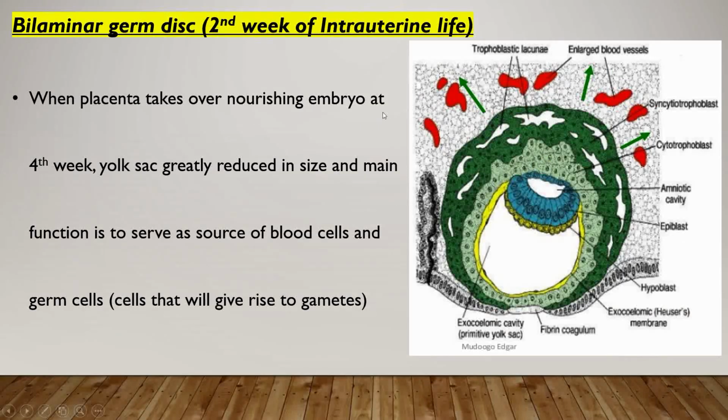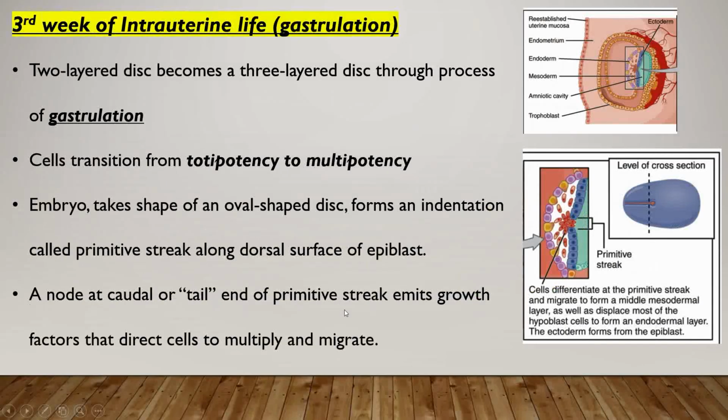Now here, if we see the bilaminar germ disc, the placenta takes over nourishing the embryo at the 4th week, and the yolk sac is greatly reduced in size. The primitive yolk sac is greatly reduced in size, and here the main function is to serve as a source of blood cells and germ cells, the cells which will give rise to the gametes.